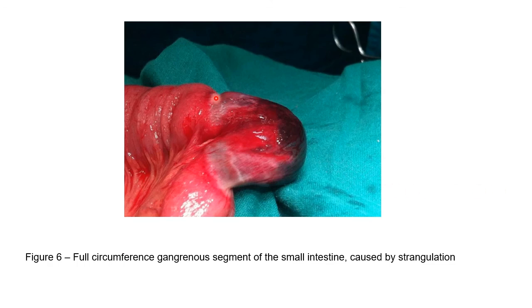This is a loop that was in the hernial sac, which is strangulated at the neck. And here, because of ischemia, the bowel becomes infarcted, and this needs to be resected. This is a strangulated hernia, a complication of inguinal hernia.